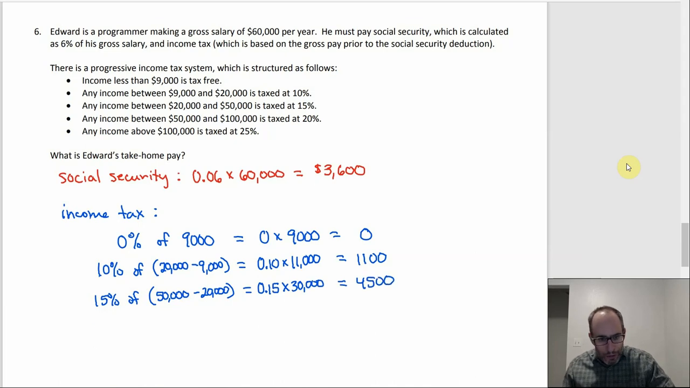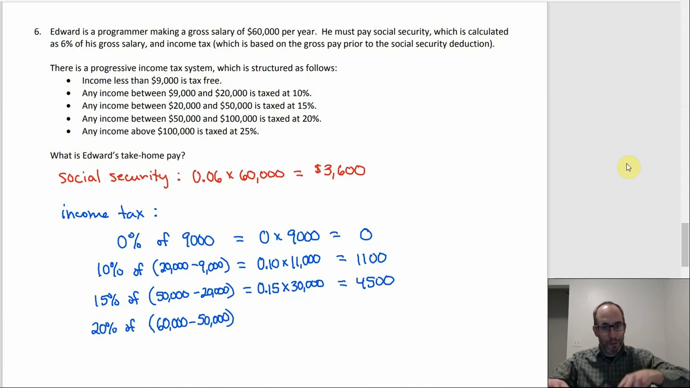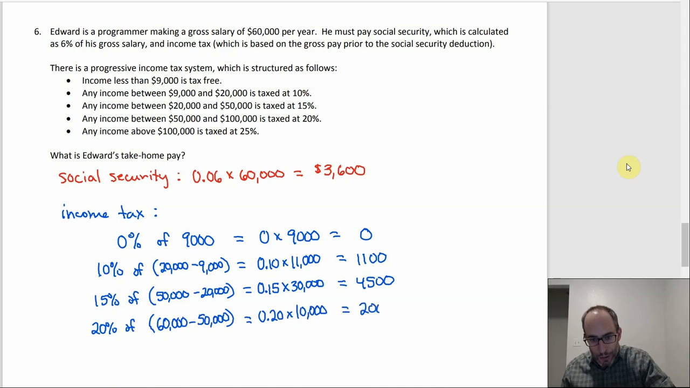Then 20% of, and he only goes up to 60,000, so it's that last 10,000 to get from the 50 to the 60. So 20% of what we've got left, which is 60,000 minus 50,000. So to go from that last threshold of 50, from where there's a step in the progressive tax system, up to what he actually makes, which is 60. So that's going to be 0.20 times 10,000, which is 2,000.